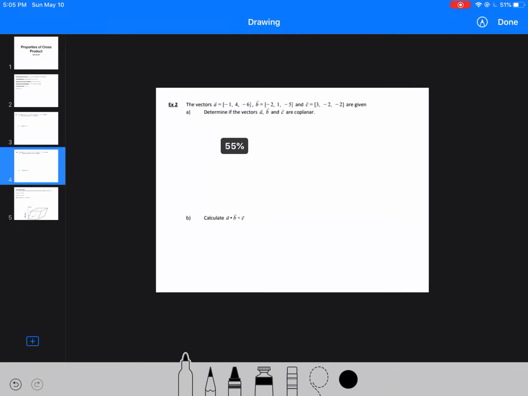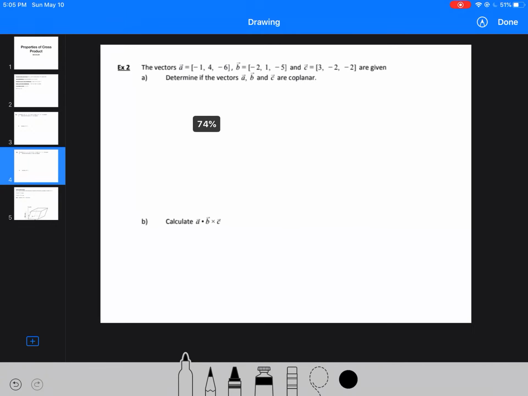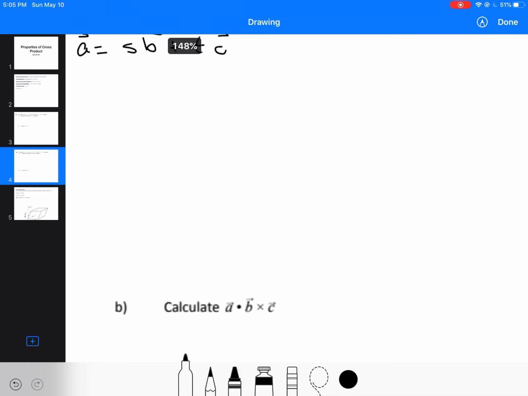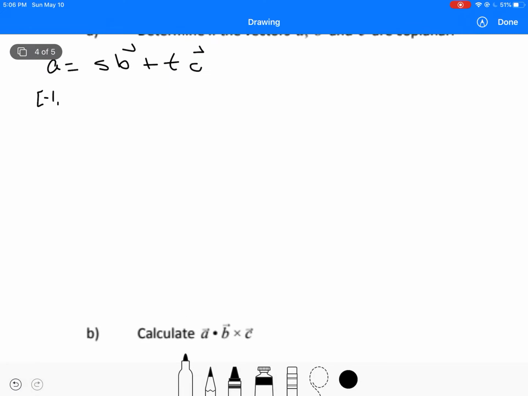Let's try one more example. So here we've got another 3 vectors, and we're going to try and determine if the vectors are coplanar. Okay, so we'll start off the same way that we did before. We're going to set up our equation and substitute in our values. So we've got minus 1, 4, and minus 6. And then we've got minus 2, 1, minus 5, plus t, 3, minus 2, and minus 2.